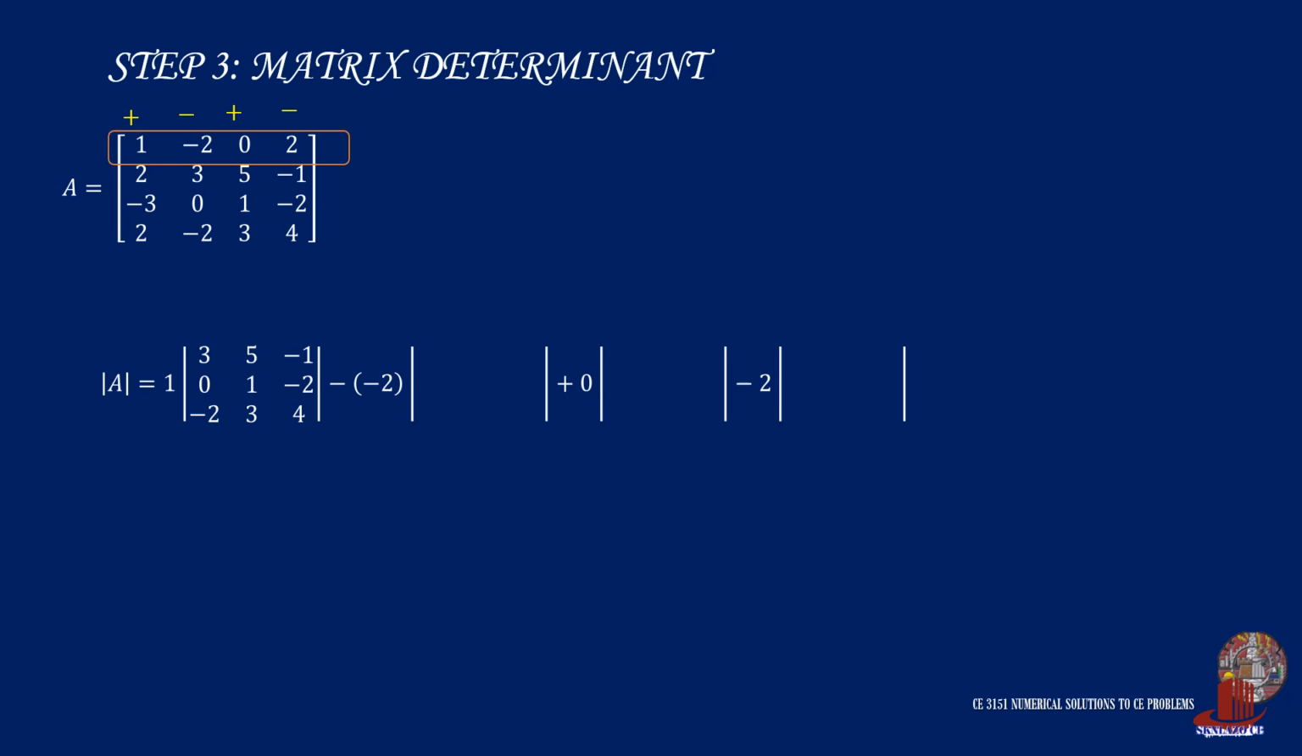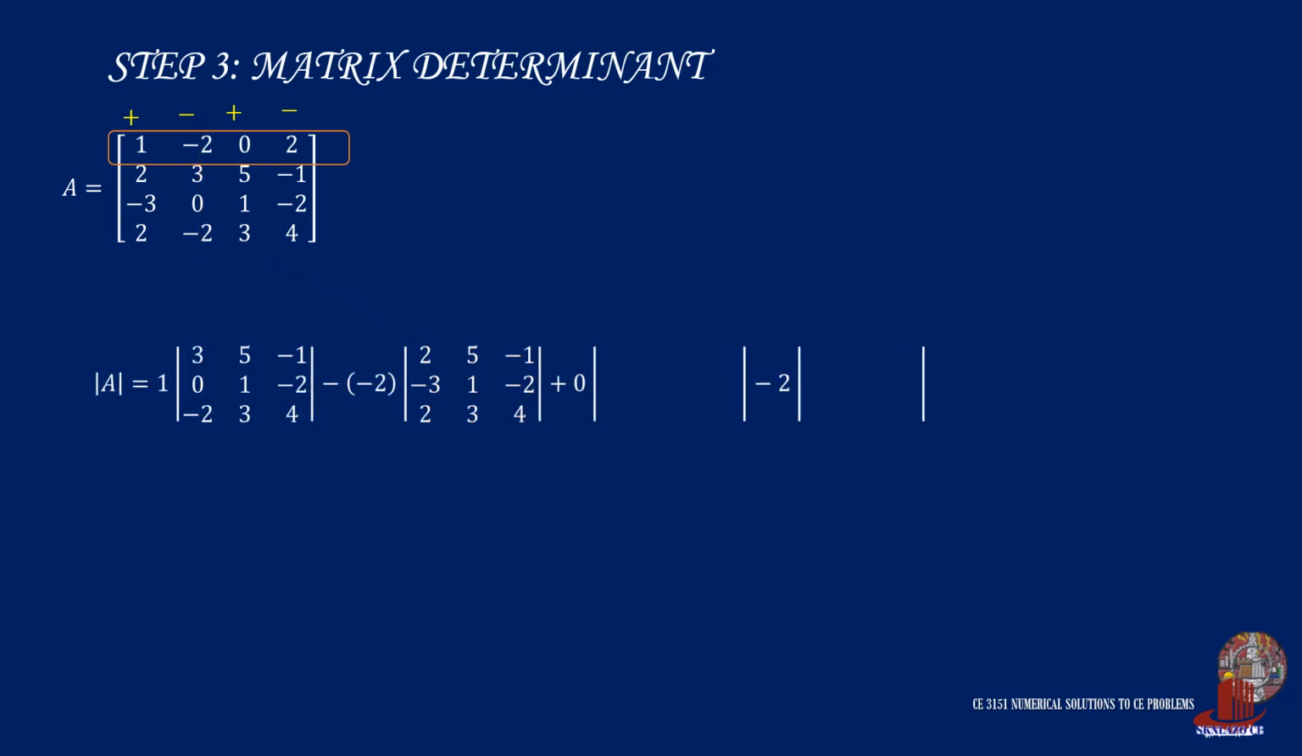The determinant for the second term can be identified by covering the second column. The remaining elements are then placed in the second term's determinant. When we cover the third column, we get the elements for the third term. Nevertheless, the scalar for this term is 0, which cancels out the whole third term.